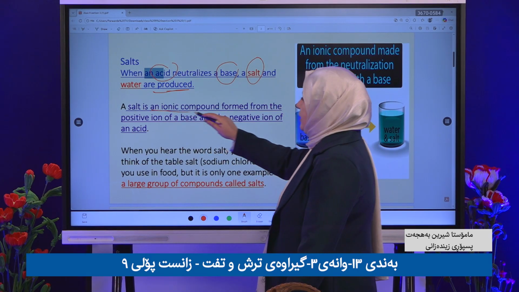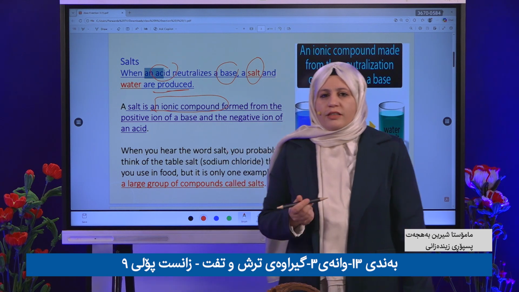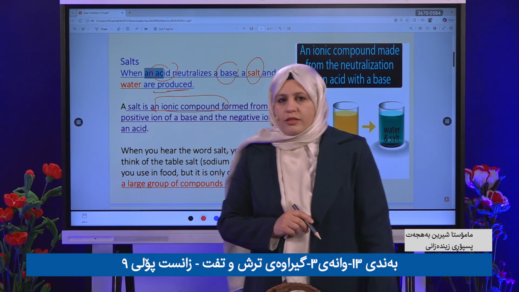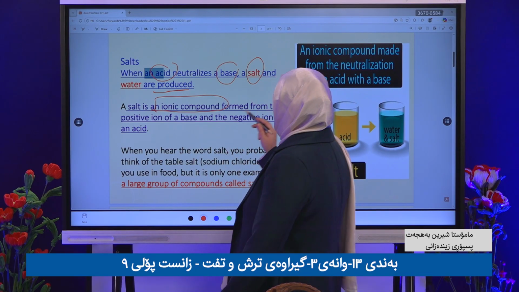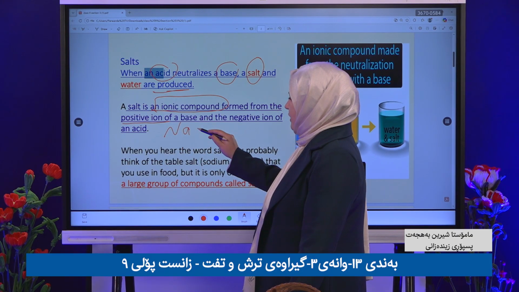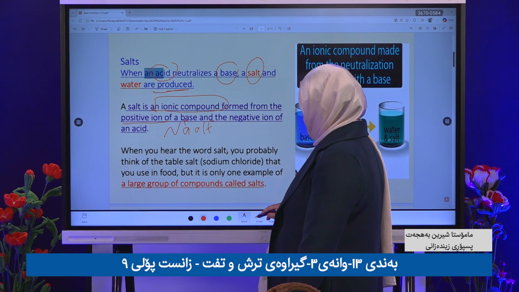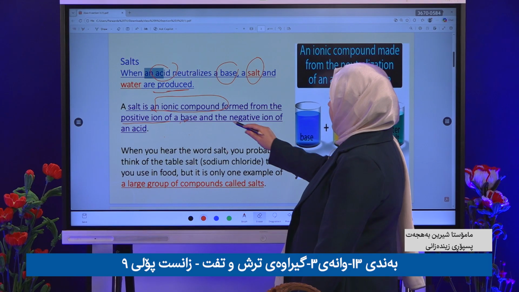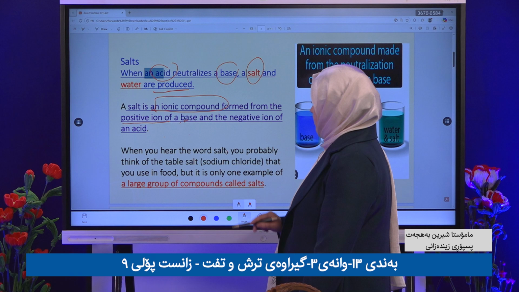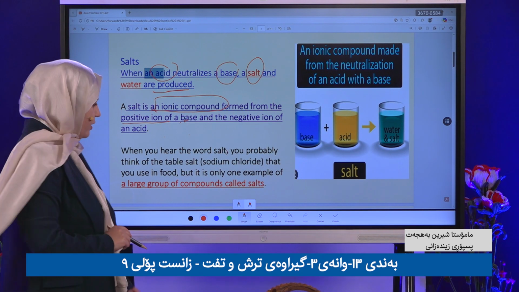Salt is an ionic compound. It's a type of what? If you remember, we talked about ionic compounds and covalent compounds. So salt is an ionic compound, which conducts current. Clear? Formed from the positive ion, have you remembered? NaOH, it's negative and positive. Clear? Yes, and the negative ion. So when you hear the word salt, what do you think about?